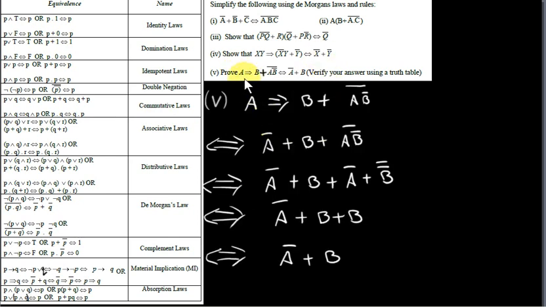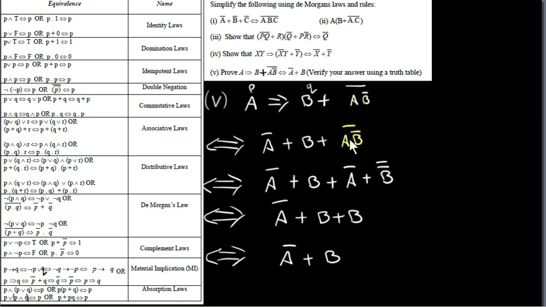In this example, we want to show that A implies B plus not A not B is equivalent to not A plus B. So we have an implication in this statement, so we can use material implication. So P takes the place of A, and Q is B plus not A times not B. So P implies Q is equivalent to not P plus Q. So we take not P, so it's not A, plus the right hand side.